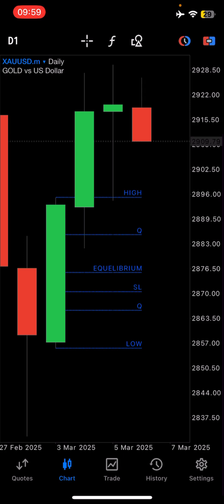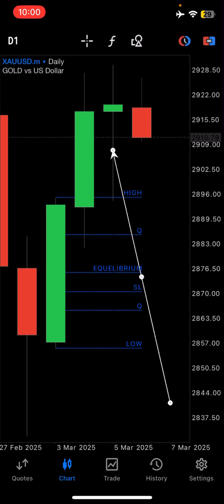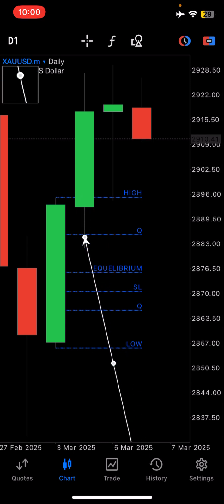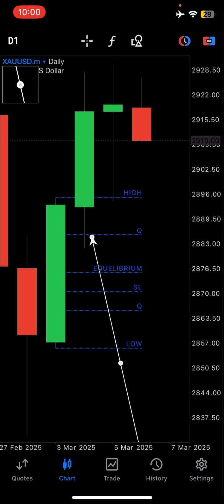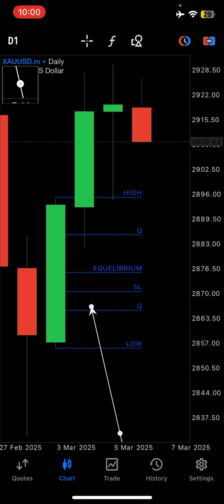So as you can see, this candle on Tuesday, we had a nice retracement right there. When the candlestick opened, we had a retracement to the 25%. It didn't get to the equilibrium. The equilibrium is the 50%, and then here is in the middle of the 25% and the 50%.